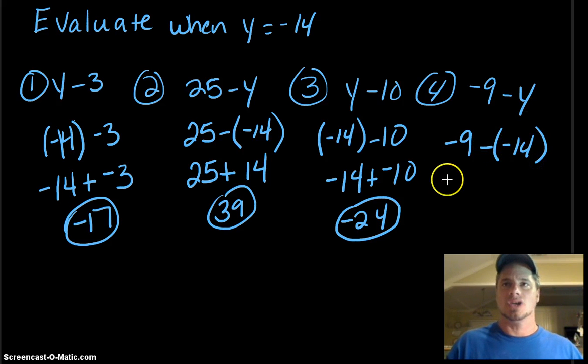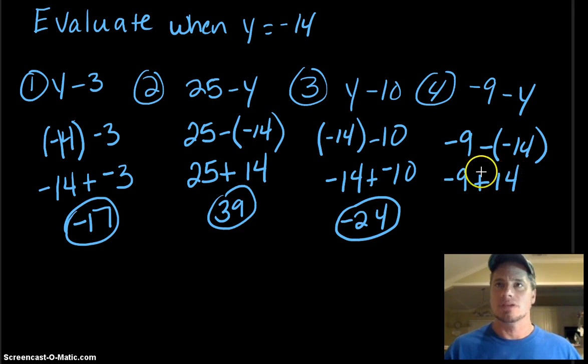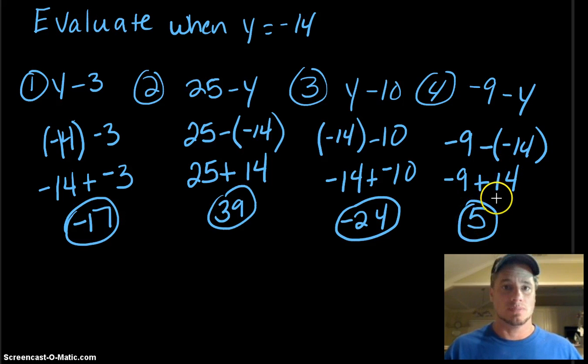Last one here, negative 9 minus parentheses negative 14. Okay, again, change it to an addition problem. That becomes negative 9 plus. Now I'm going to do the opposite of negative 14, which is positive 14. Here we have different signs. Find the difference. So that's going to give us a positive. 14 minus 9 is 5. The 14 is positive. It beats the negative 9. So we get a positive 5 for an answer.